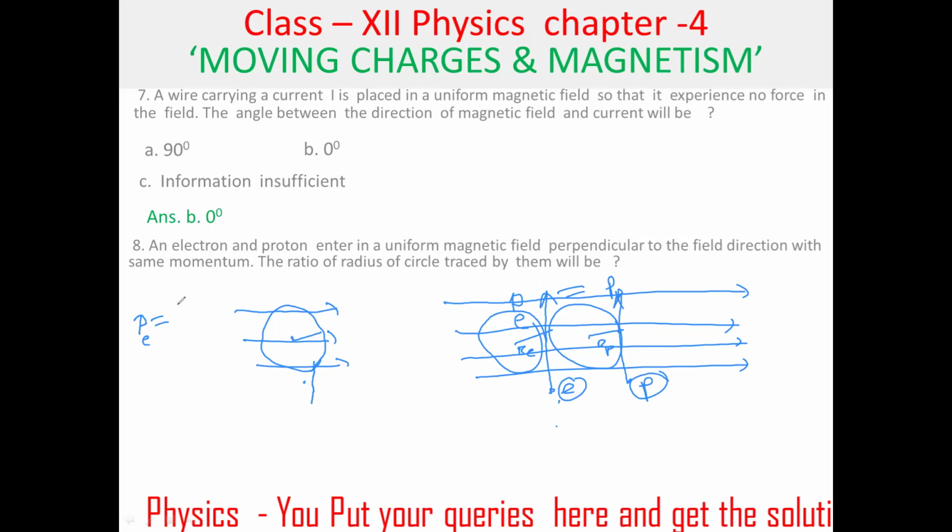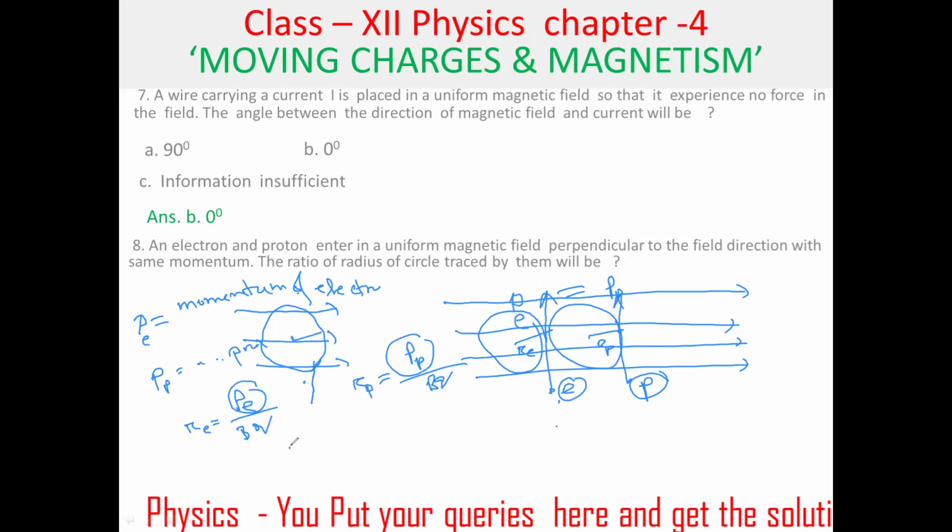If P is the momentum of the electron and P is also the momentum of the proton, then we can use R_e = P/(BQ). This is the formula. And R_p would be the momentum of the proton by BQ. So here P_p and P_e are equal.